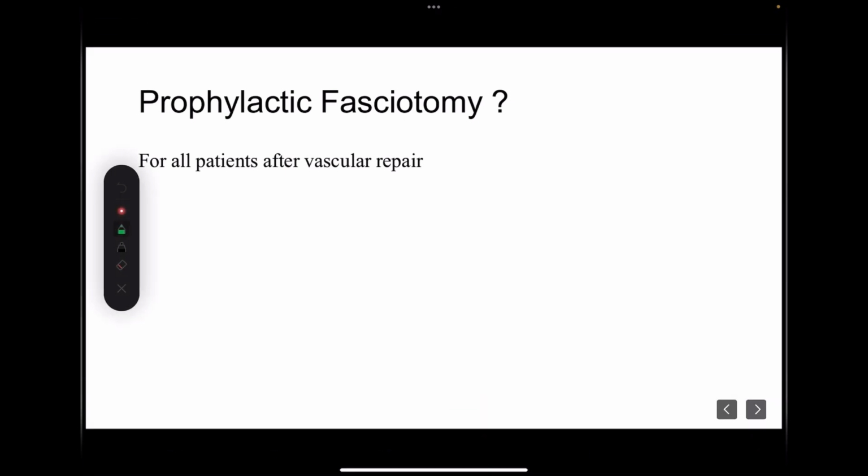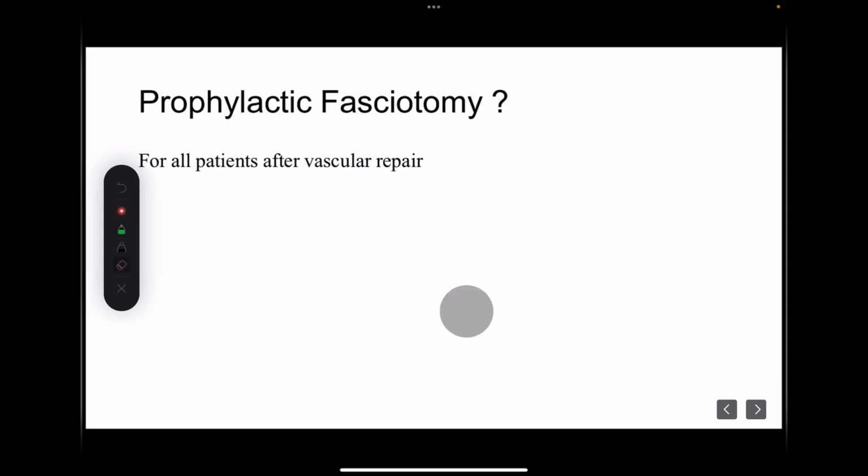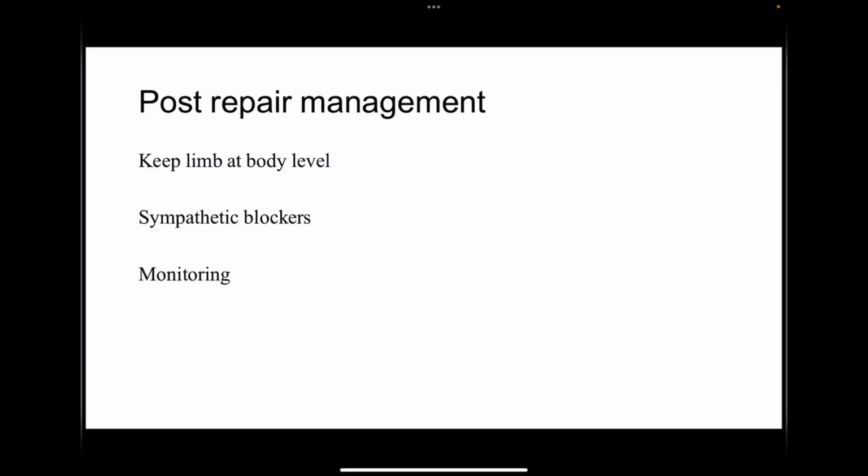Prophylactic fasciotomy. Some surgeons do believe that after vascular repair, we always go for prophylactic fasciotomy because chances of compartment syndrome are very high. Very, very high. In normal case, without vascular injury itself, the chances of developing compartment syndrome are very common with supracondylar humerus fracture. And if a child is presenting with supracondylar fracture with vascular injury, definitely chances of developing compartment syndrome are very, very high. Either you go for prophylactic fasciotomy. If you are not doing that, you have to be very vigilant and always look for the signs of compartment syndrome. So after repair of the vascular injury, you keep the limb at body level.